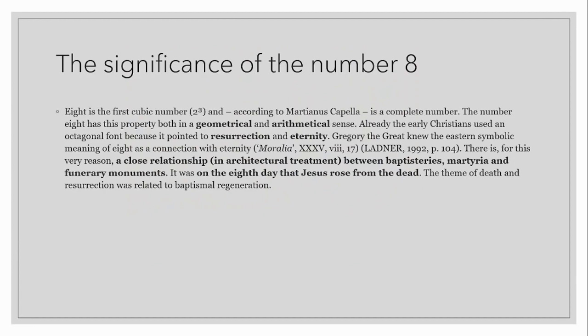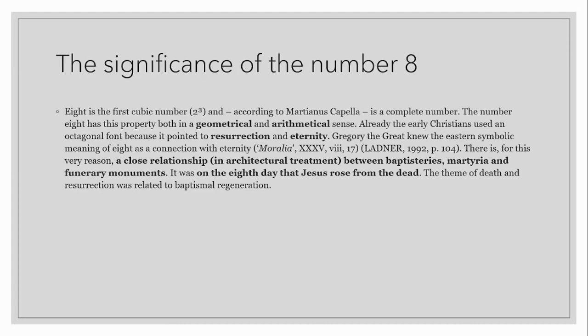Now, moving on, the significance of the number 8. 8 is the first cubic number, 2 to the power of 3. According to Martianus Capella, it is a complete number. The number 8 has this property both in a geometrical and arithmetical sense. Already the early Christians used an octagonal font because it pointed to resurrection and eternity. Gregory the Great knew the Eastern symbolic meaning of 8 as a connection with eternity.